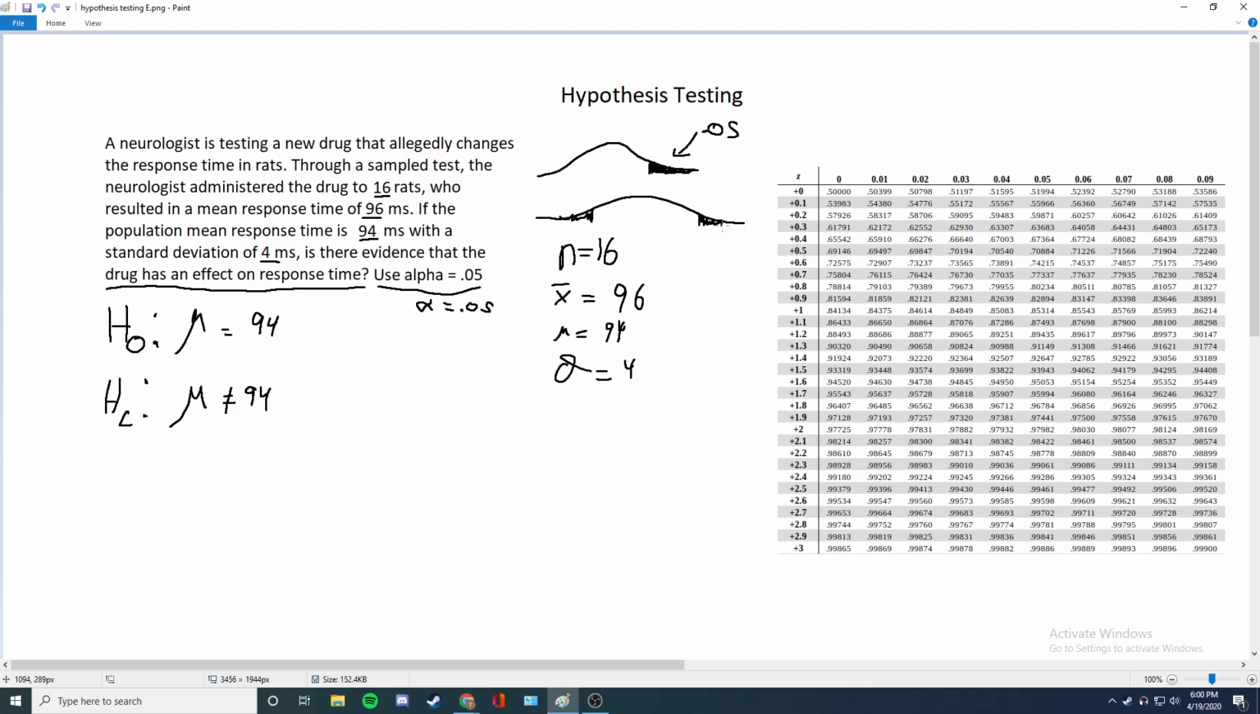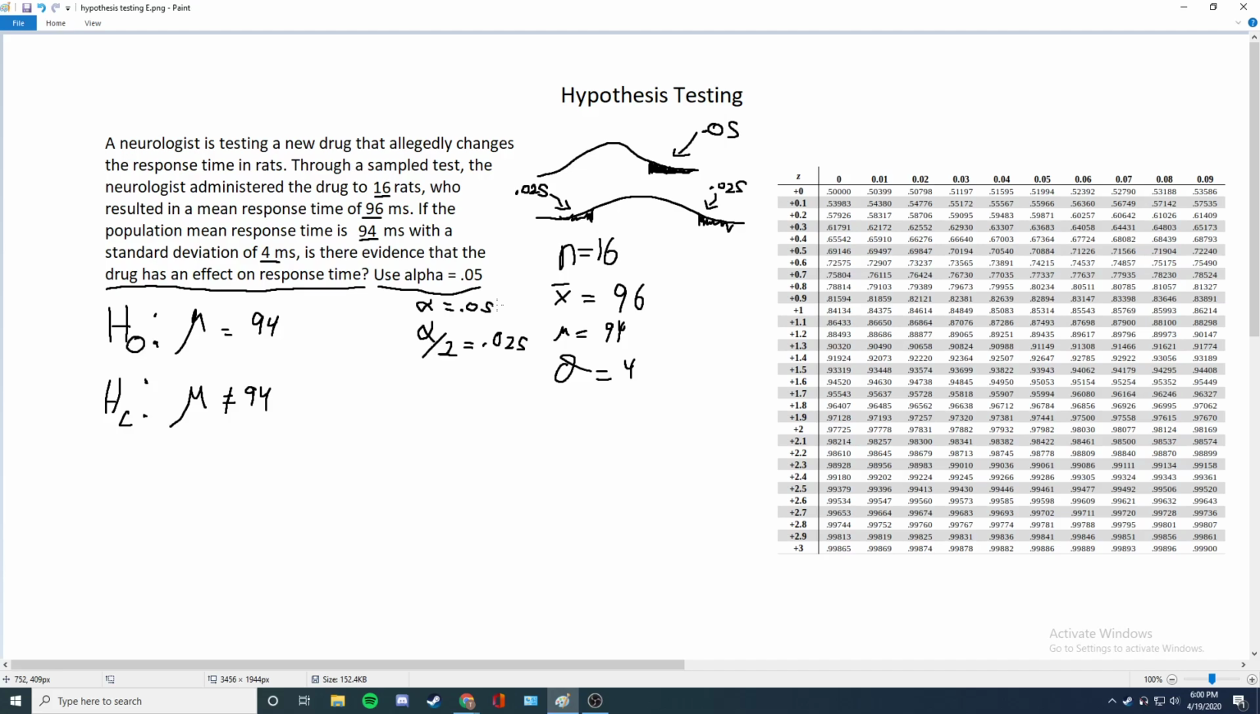So if our total area has to be 0.05, we can take that alpha, divide it by 2, and just assign it to each of these tails. So the area here should be 0.025, and the same with this one, 0.025. So whenever we have a two-tailed test, just take that alpha, divide it by 2, and we'll be testing for that on both sides.